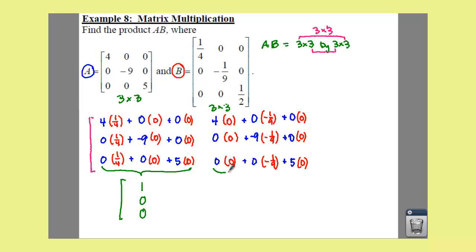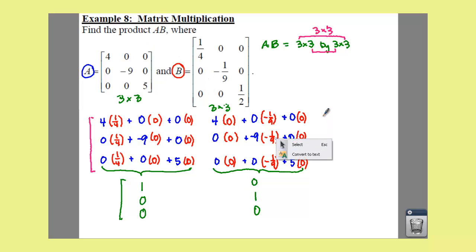So when we add all these together on top, once again, these are just all zeros. In the middle, -9 times a 1/9 is a 1, and you have two other zeros you add together, and in the bottom you have a 0. So your second column of your result is 0, 1, 0.